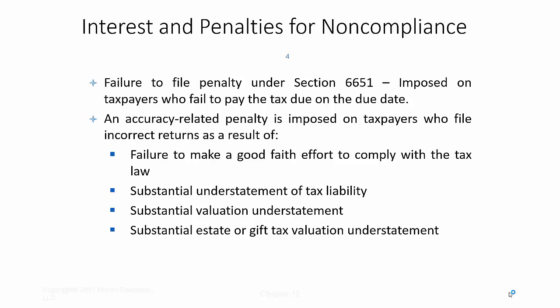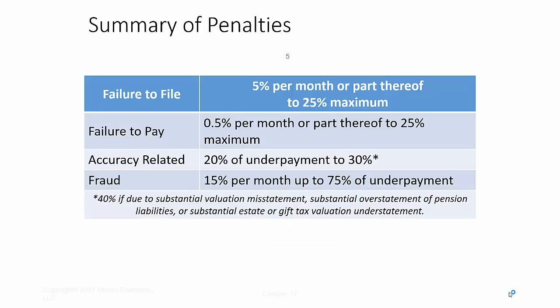Now, if you owe taxes and do not file, here's the consequence, as outlined in section 6651. And even more so, it's not just failure to file, but the accuracy of the filing. An accuracy-related penalty is imposed on taxpayers who file incorrect returns as a result of failure to make a good faith effort to comply with tax law, substantial understatement of tax liability, substantial valuation misstatement, or substantial estate or gift tax valuation misstatement. So not only can you possibly get a penalty for non-compliance, for failing to file, you could also get one for filing incorrectly. So that's definitely something to note.